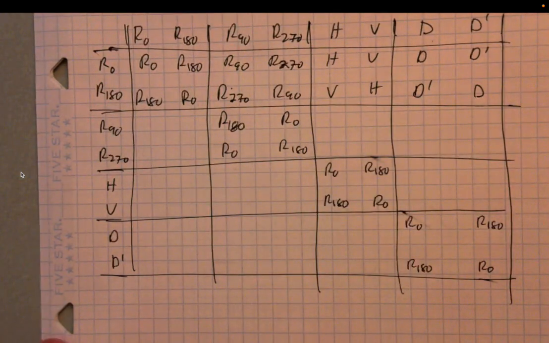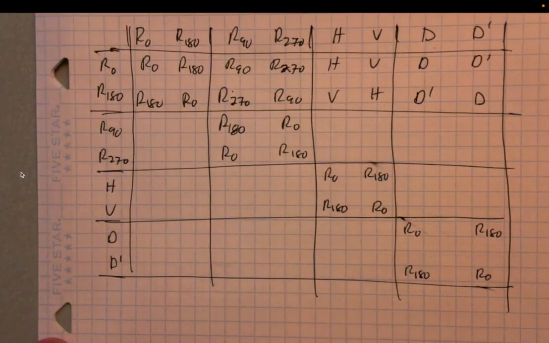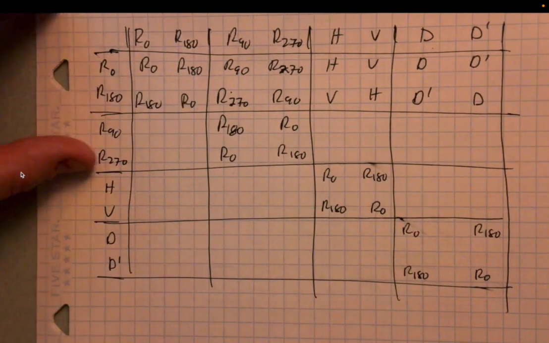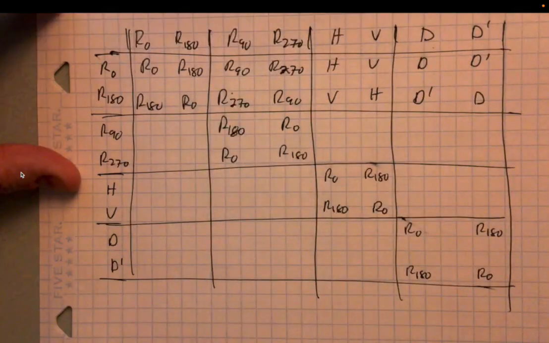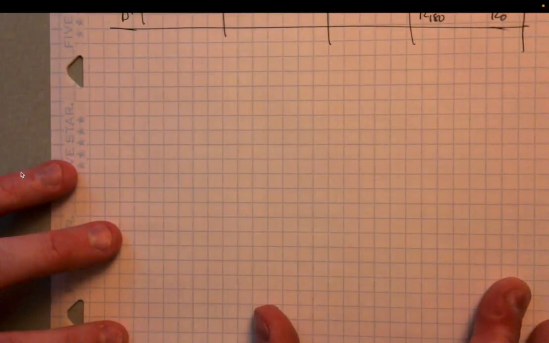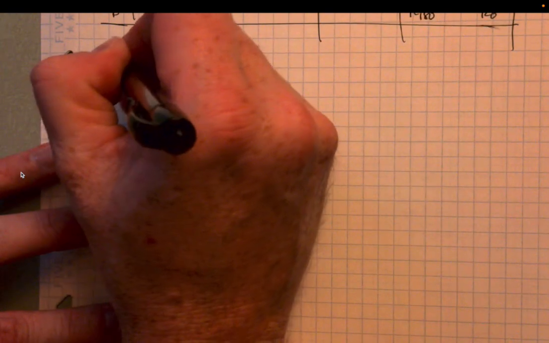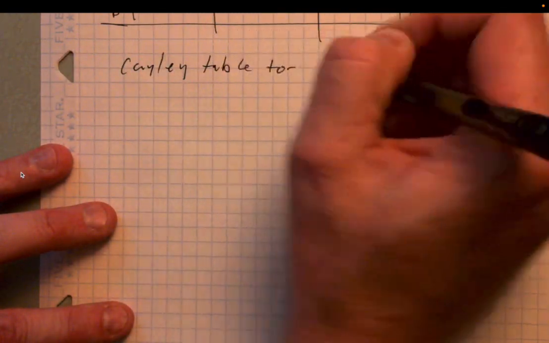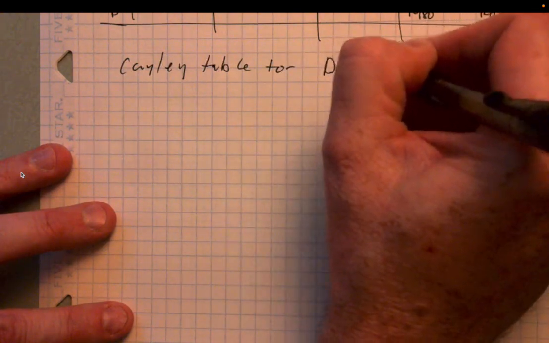Okay. Now, I'm not going to fill in the rest of them yet because I want to jump to the Cayley table for D4 mod K. And then we're going to use that to predict what goes where here. And you'll see that it works out exactly right. So what about the Cayley table for D4 mod K?